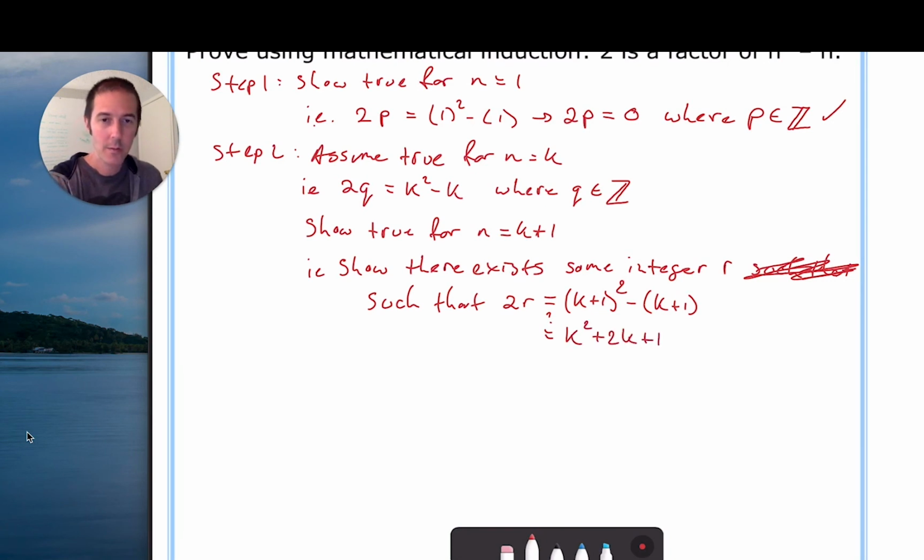I FOILed and combined like terms to get k squared plus 2k plus 1. Then I'll distribute the minus sign, so I get minus k minus 1. And then I'm not combining like terms right away. Remember why we're doing these first couple of initial steps: we're trying to create a k squared minus k. And I see them now. K squared minus k squared minus k. Let's just take those two terms and slide them over next to each other, and then we can do whatever we want with the rest of the stuff.